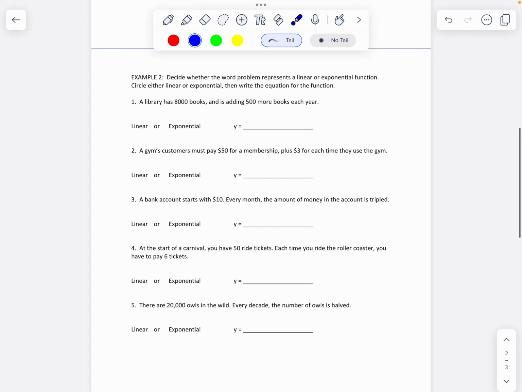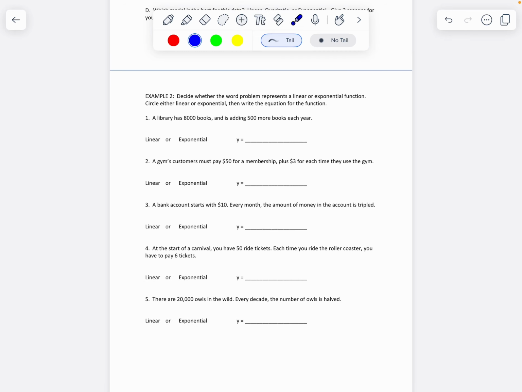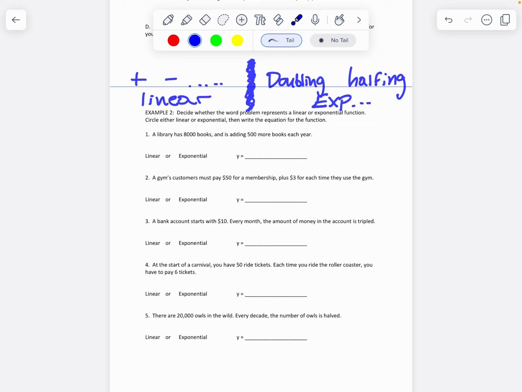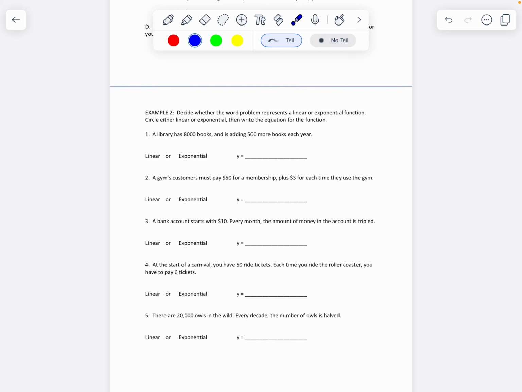For example 2, you are running through these 5 different problems, and one might be linear, one might be exponential. You're trying to figure out which one best represents it. Remember, if it is a constant rate of change, so adding or subtracting something every single time, that's linear. If it is a multiplication or a division, like doubling or halving, so taking half, this would be exponential. I'm looking at this example here where it says it's tripled. Well, that's 3 times the amount. Not telling you what it is, just hopefully helping you out.